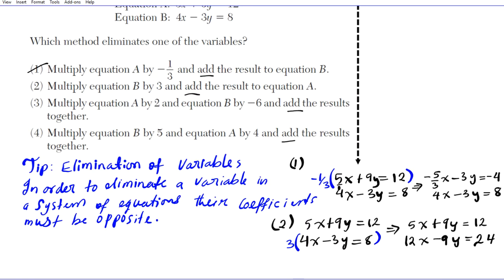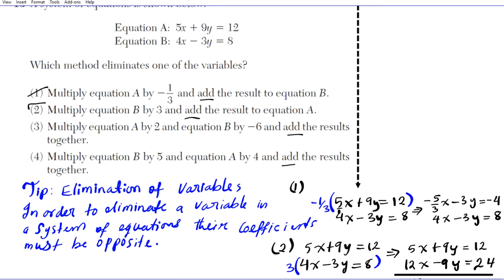So what happens when you carry out the linear combination of these two equations? The y's take each other out. They add up to 0. And you have 17x equals 36. And then you can just solve that by dividing both sides by 17. But that's not what the question asked. So bottom line, when the coefficients of identical variables are opposites, when you combine them together, they get eliminated. So the answer to question 15 is option number 2.